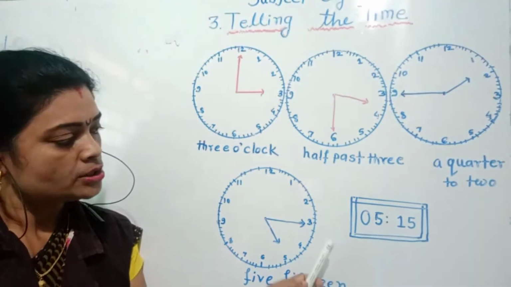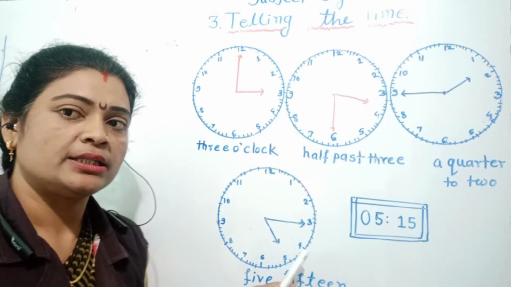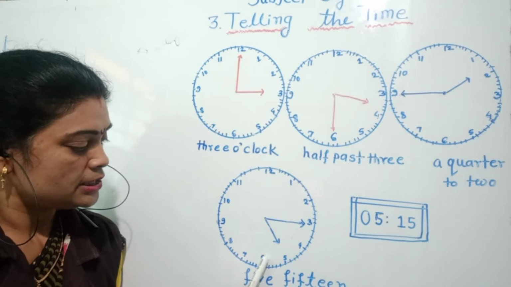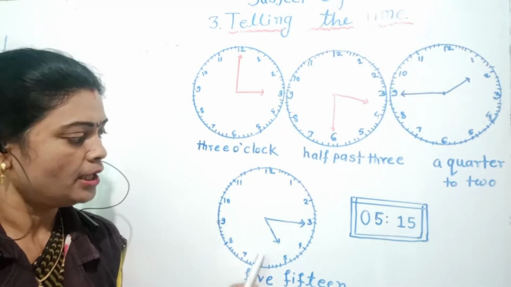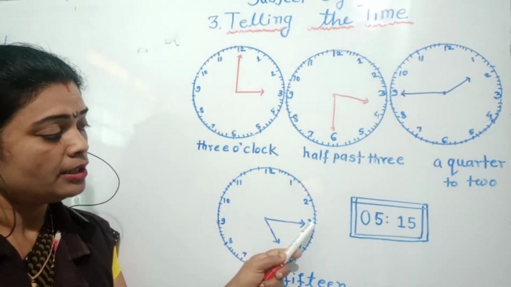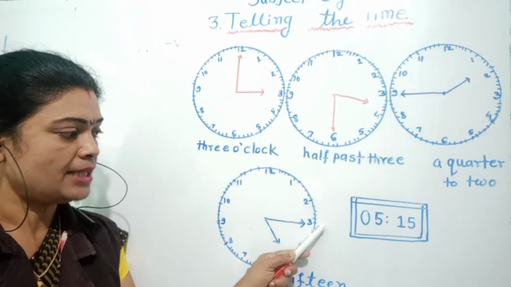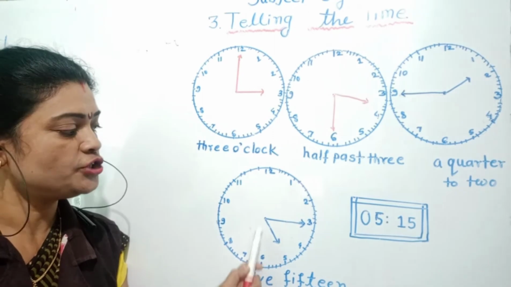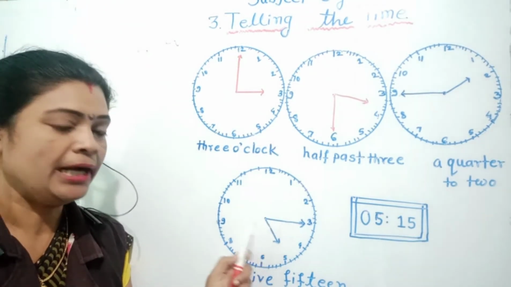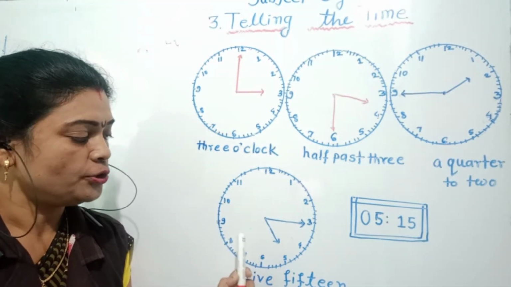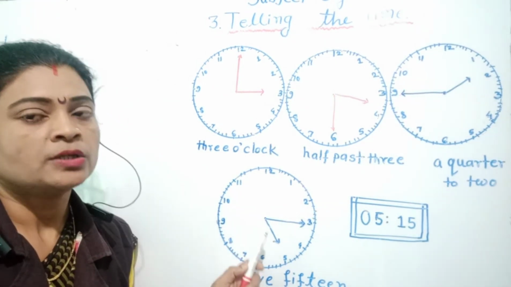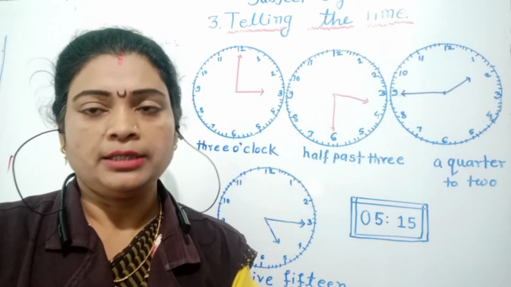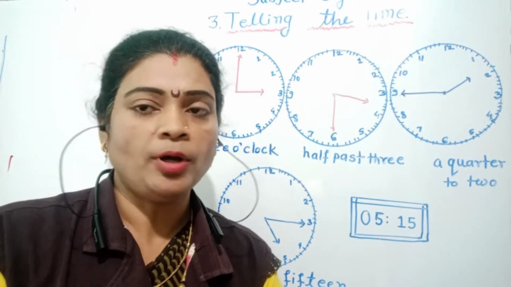Suppose we take another example. The short hand goes to the number 6, and the long hand reaches the number 3. So the time is 6:15. In the same way, we can change the long hand and short hand and represent the time. So we can understand how to tell the time and how to draw the time on the clock.